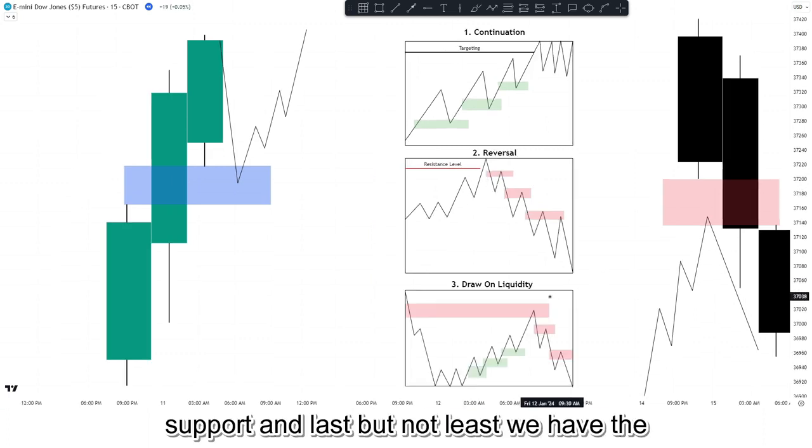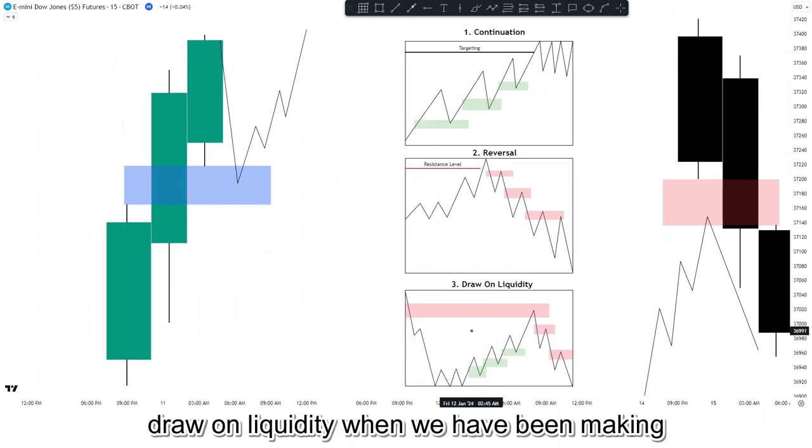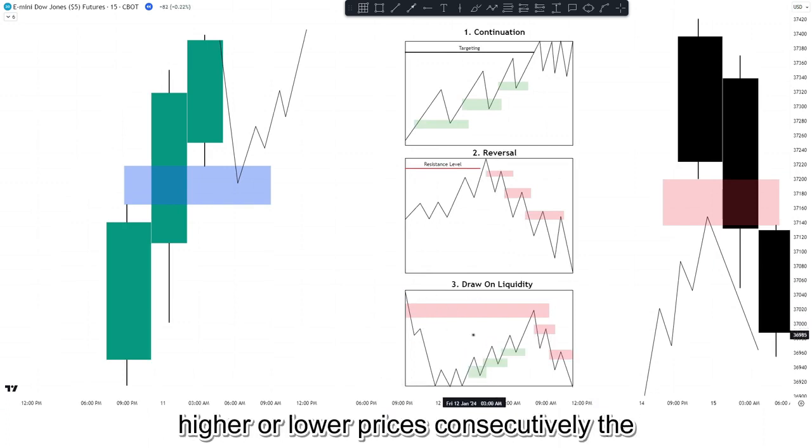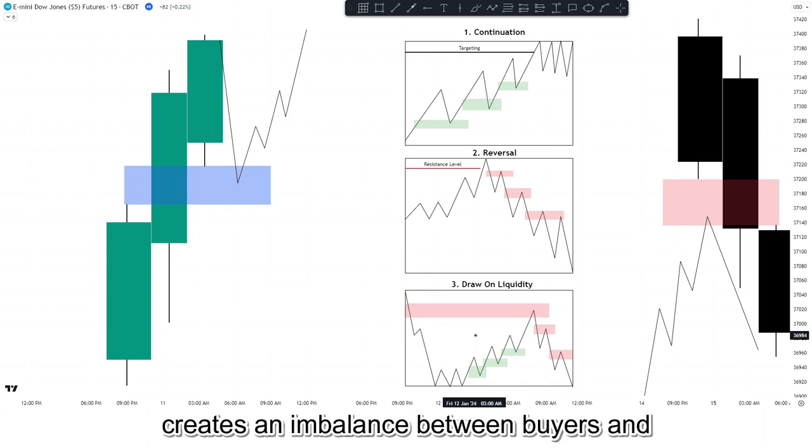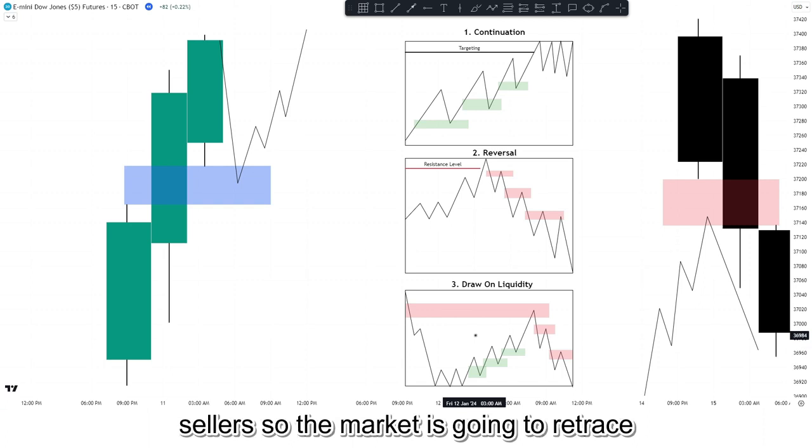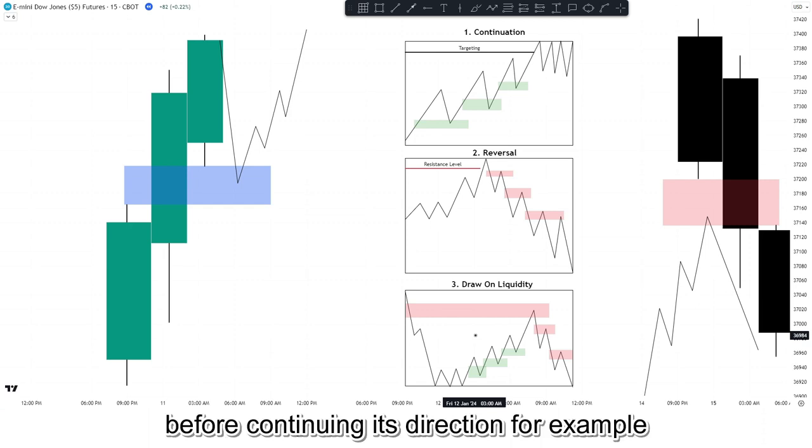And last but not least, we have the draw on liquidity. When we have been making higher or lower prices consecutively, the market becomes inefficient. This creates an imbalance between buyers and sellers. So the market is going to retrace into these inefficient levels to rebalance before continuing its direction.